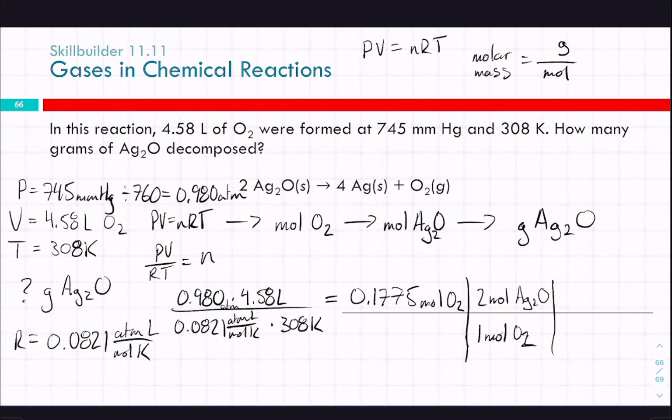Always 1 mole, and the mass is always a larger number. So this will be 231.7664 grams of Ag2O per 1 mole. So we can take 0.1775 times 2 times 231.7664, and we'll get that. We decomposed 82.3 grams of silver oxide, to 3 sig figs.